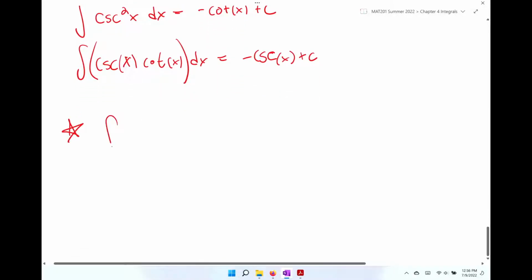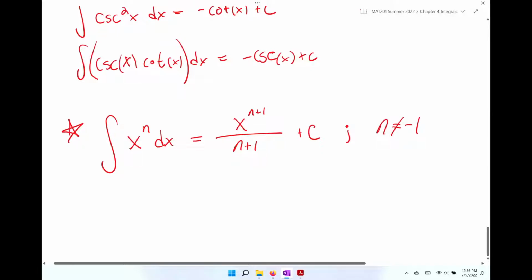And the most important one that we're going to be looking at, put a big star next to this, because this is one we're going to try to use as much as we can, is our power rule. So we have the integral of x to the n dx. That is going to be equivalent to x to the n plus 1 over n plus 1 plus an arbitrary constant. And there's only one exception. n is not allowed to equal negative 1. That ends up being the natural log. Okay?